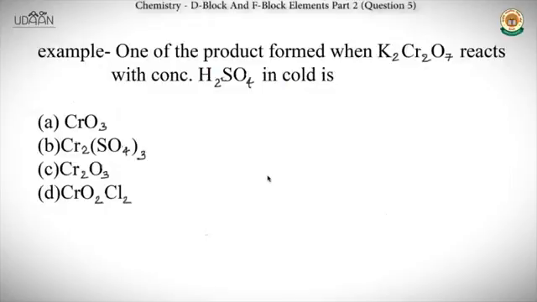Okay, so in this question we have to find which of the following products is formed when K2Cr2O7 reacts with H2SO4 in cold conditions.